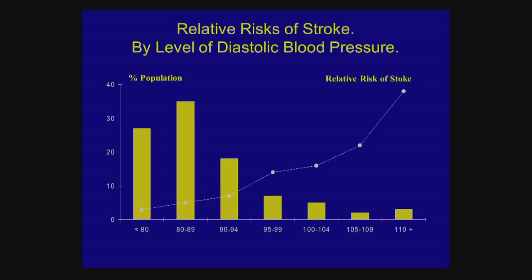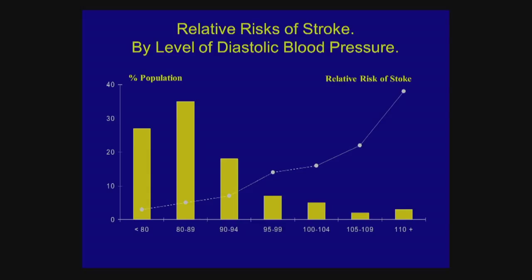Now, in this slide, if you look at the white bars, those are just the same points in the previous slide that show the relative risk of stroke. But here what you see is something very different. Here you see the distribution of blood pressure in the population. So you can see that while the relative risk of stroke is very, very high if you have a blood pressure of 110 or over, there are very few people who actually have diastolic blood pressure that high, right? So the percent of the population that has very high blood pressure is actually very small.